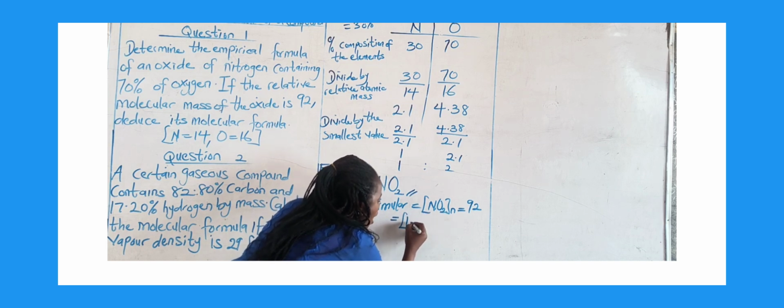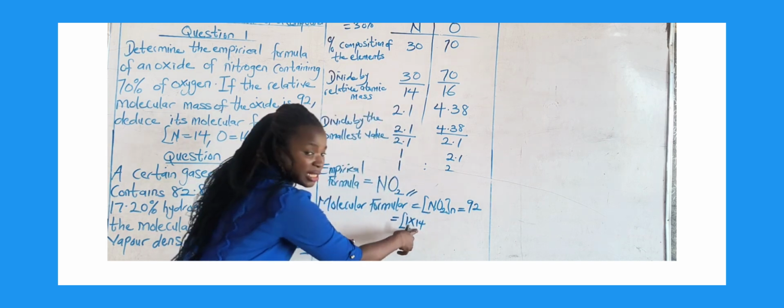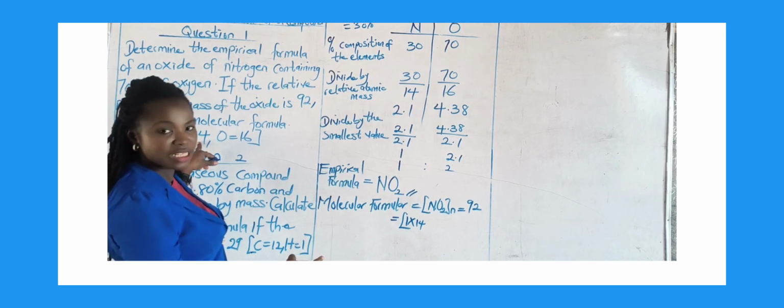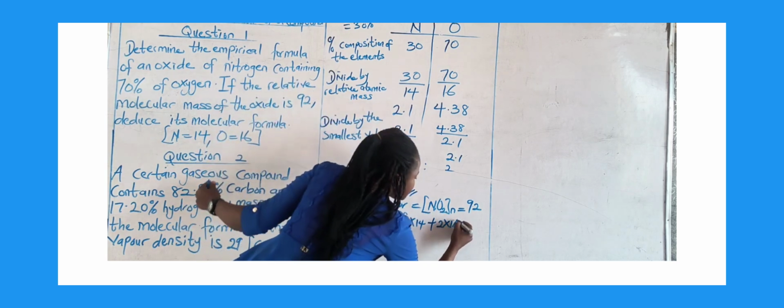That means how many here? 1. 1 times 14. How do I get this 14? Going back to the relative atomic mass given in the question. Plus 2 times 16. How do I get the 16? This 16. How do I get the 2? The 2 from the empirical formula.